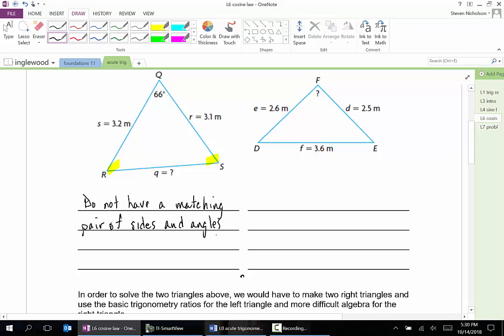As well, with this one over here, we don't have a matching angle and side. We have all three sides. So again, exact same reason, we do not have a matching angle and side, and that's what we need for the sine law.